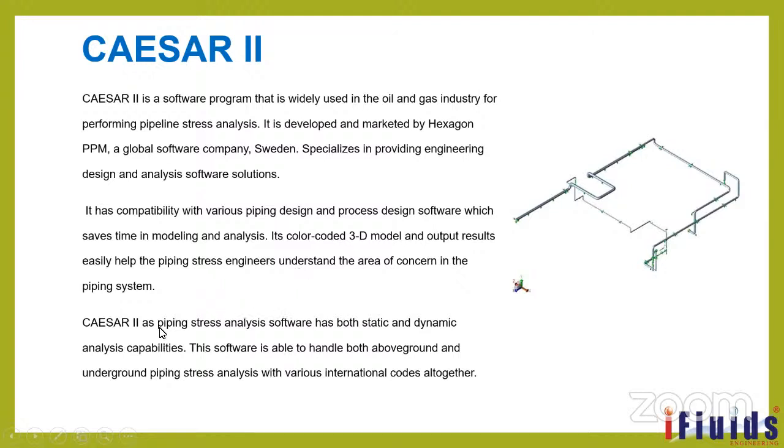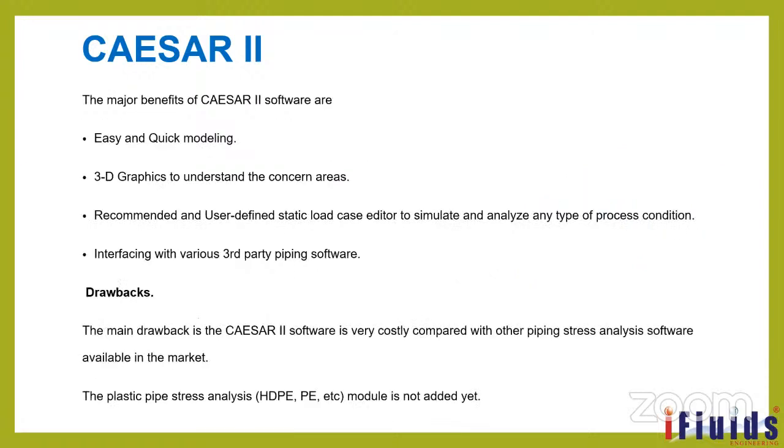Caesar 2 is piping stress analysis software with both static and dynamic analysis capabilities. The software is able to handle both above ground and underground piping stress analysis with various international codes. So this is a simulation. We will give the supports and everything, and we will see how the pipe is behaving, what the stress is, and where we are going to analyze the stress. We can also do the model in Caesar 2. If it is complicated to do in Caesar 2, we can import from Plant 3D or E3D and do the analysis in Caesar 2.